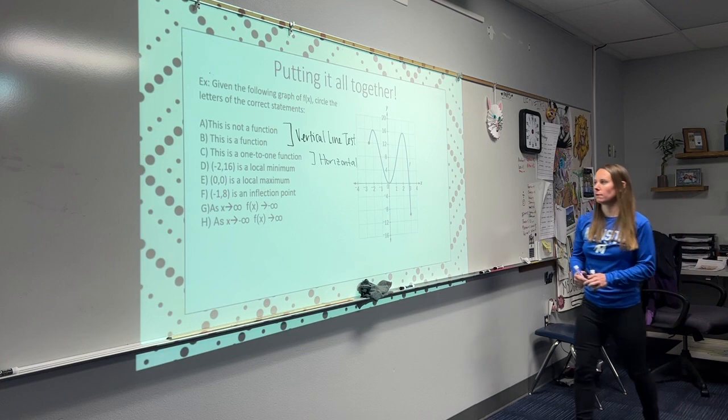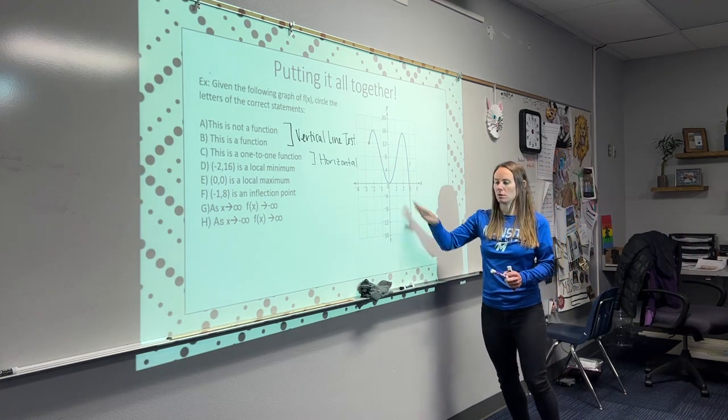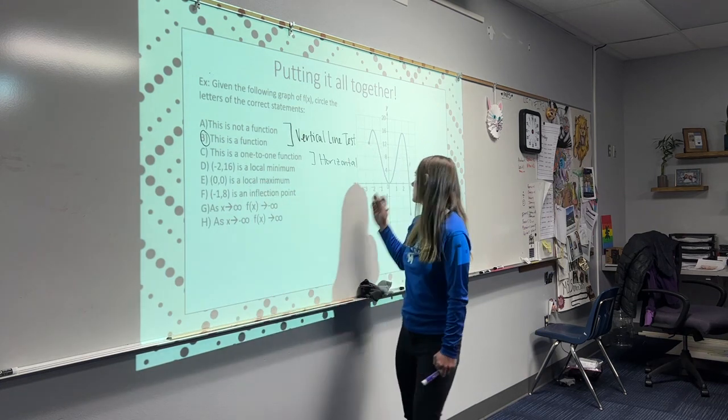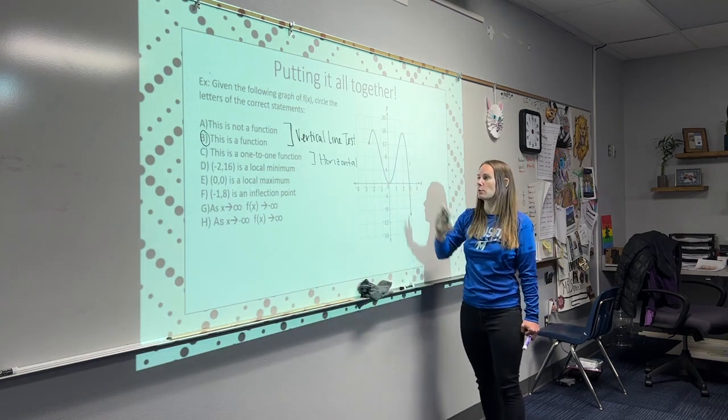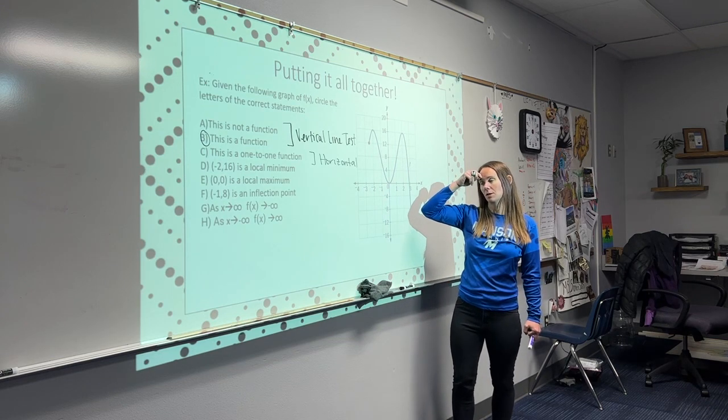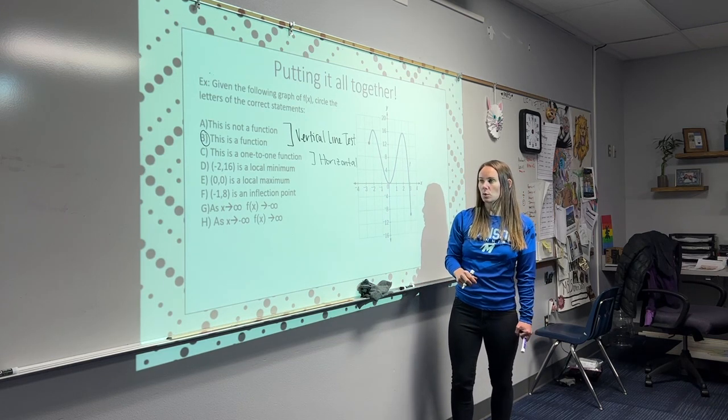Okay, here we go. Function, yes or no? Yes, it is, because it passes the vertical line test. There's no place where I could put a vertical line where it hits twice. Does it pass the horizontal line test? No, so it's not 1-to-1.